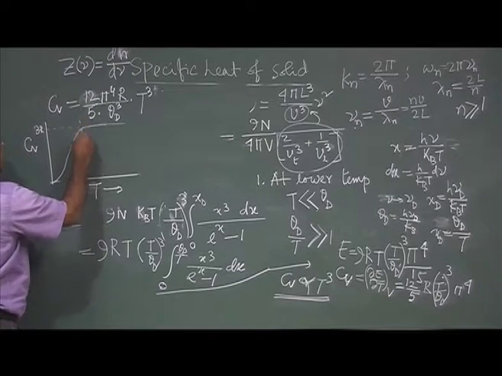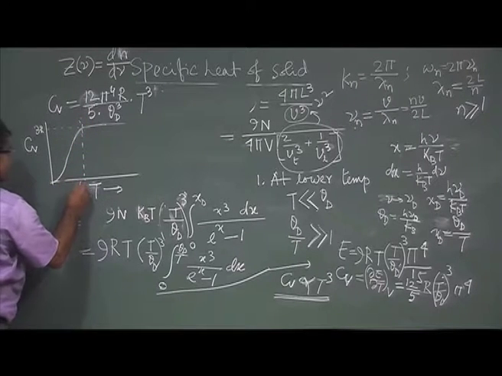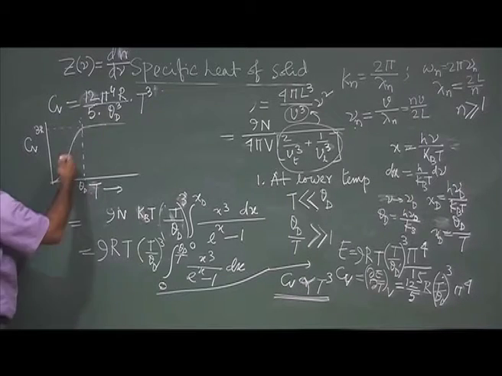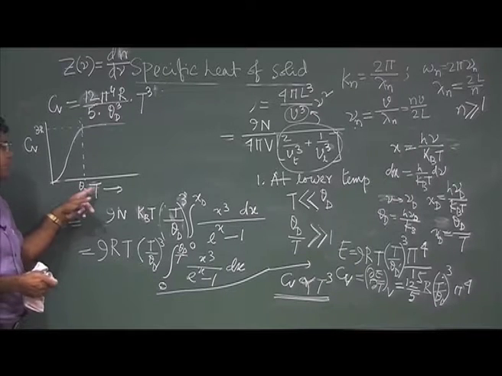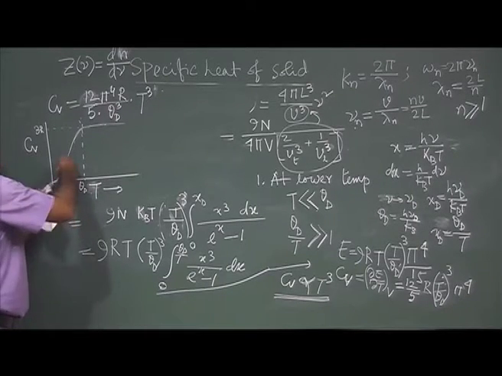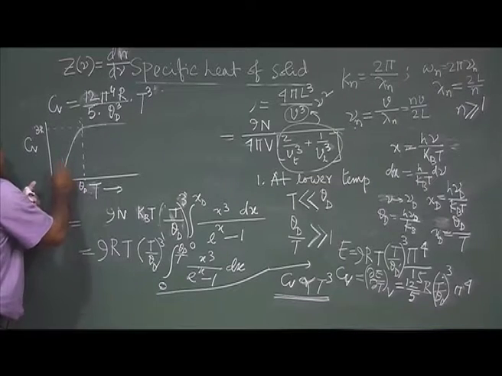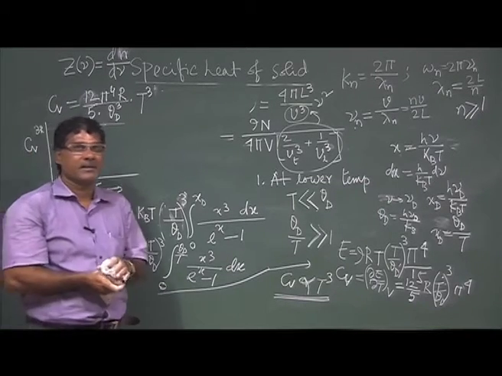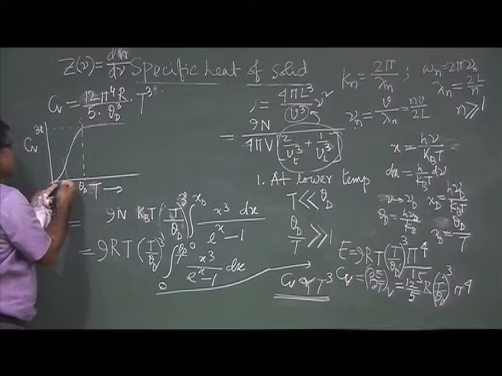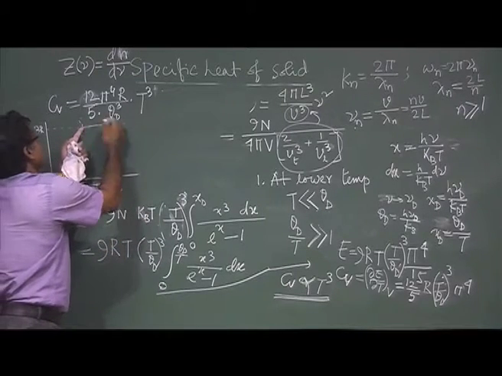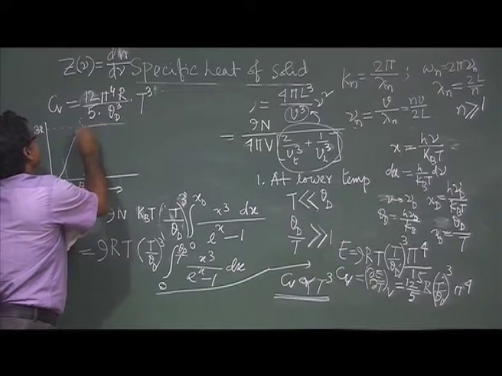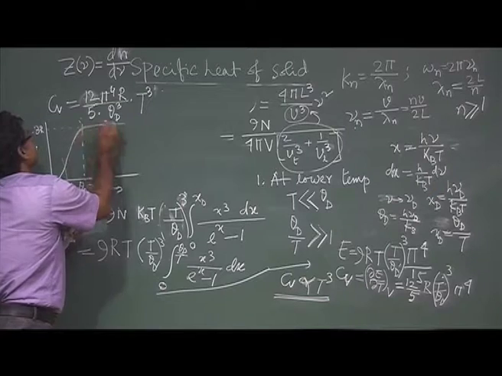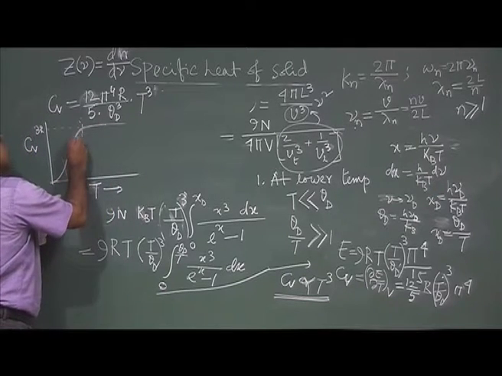This is the 3R value at higher temperature, where T is greater than theta D. And at lower temperature, T is very much less than theta D. Generally in this region, it's 1/10 of theta D, and so it follows this. So now what about in between these two?